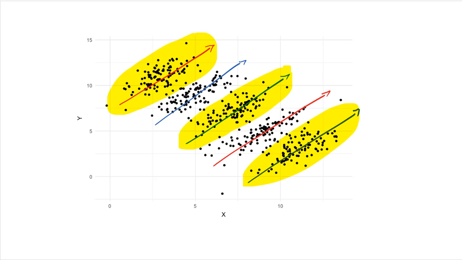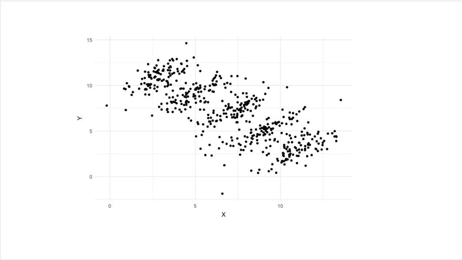However, if you look at the data set as a whole, it has a negative correlation. So what's going on? Well, that is Simpson's paradox. And you can find this in other areas too.